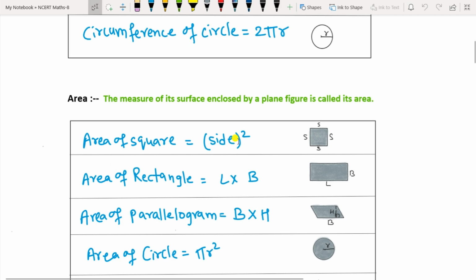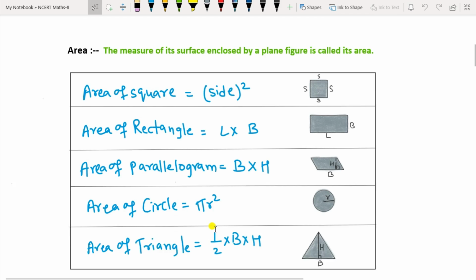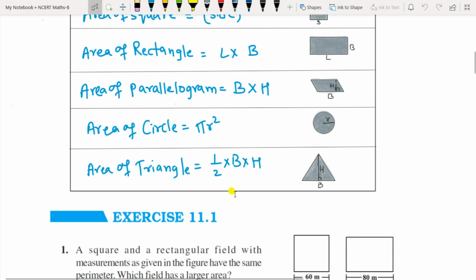The area of a square is given by the formula side square. The area of a rectangle is given by the formula L into B. The area of a parallelogram is given by the formula base into height. And the area of a circle is given by the formula pi r square. So these are the formulas that we are going to use in this exercise. And the area of a triangle is half base into height. This is the base and this is the vertex from where the height is drawn. So that is the height of the triangle.